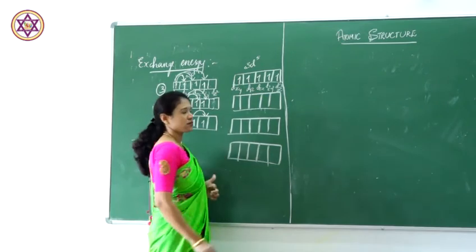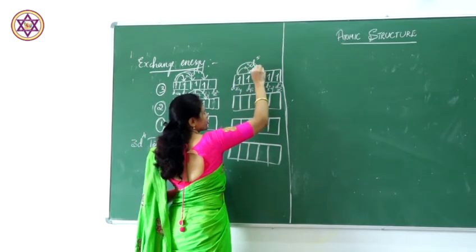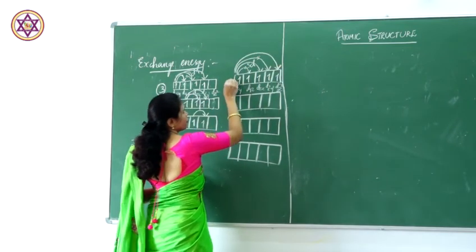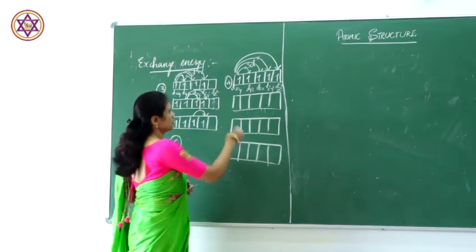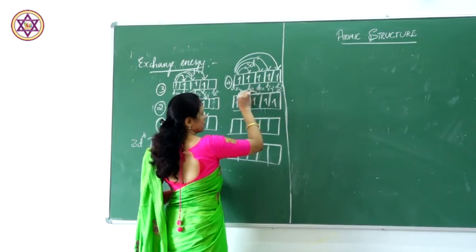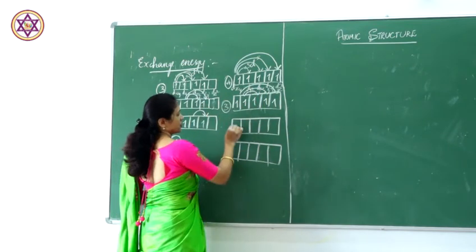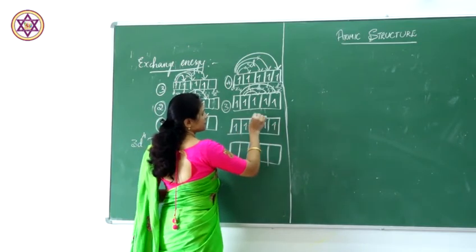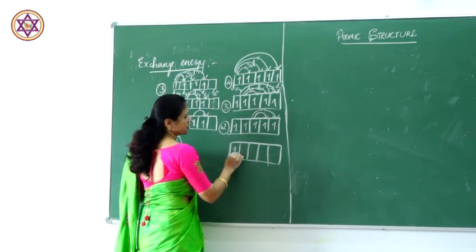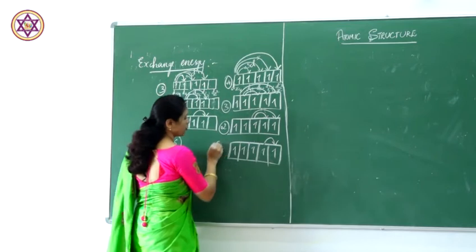In this 3d5, how many exchanges are possible for the first electron? 1, 2, 3, 4. 4 exchanges are possible. For the second one, 1, 2, 3, so 3 exchanges. Again for the third one, 1, 2, so 2 exchanges are possible. And for the fourth one, the number of exchanges is 1.